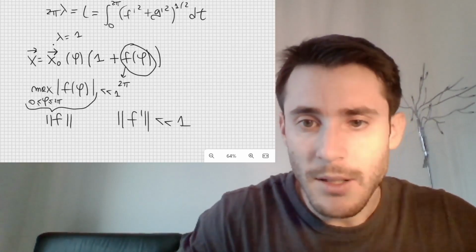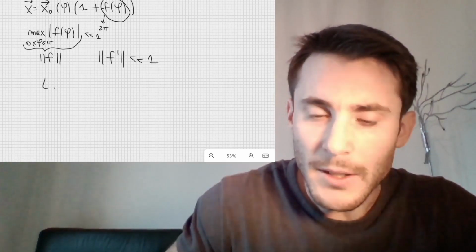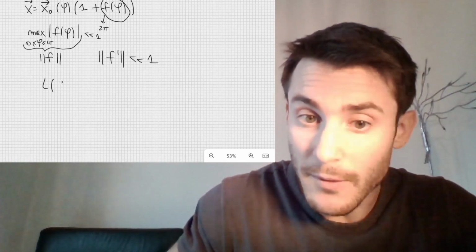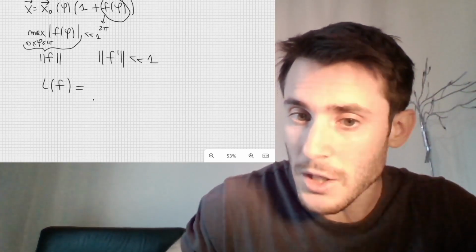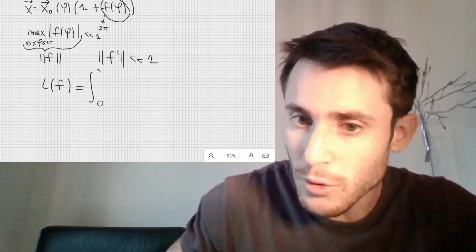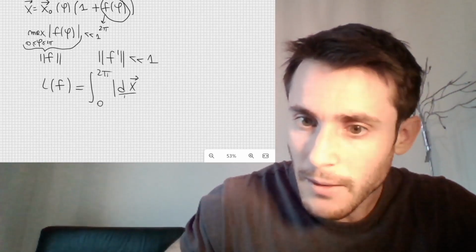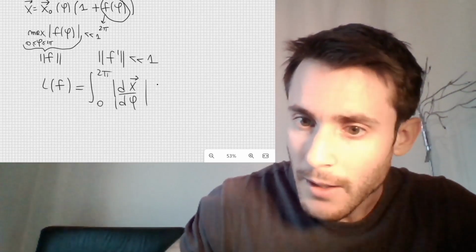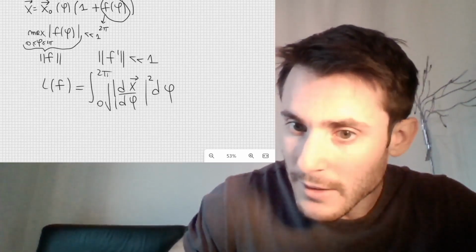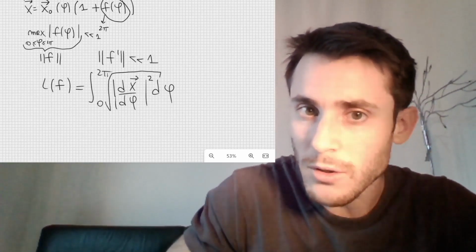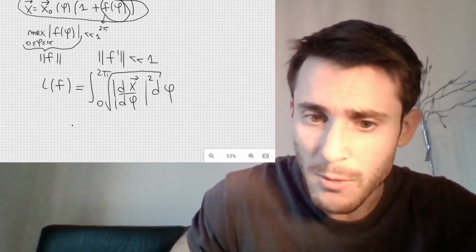Now we need to calculate the length of this new curve. The length of the curve, of the perturbed curve, will depend on f. The length will depend on the function f, which is the perturbation, and can be written as an integral from 0 to 2 pi of mod dx d phi, and then you integrate over d phi. You can also rewrite this as mod squared and then take the square root if you want. So you have to use this expression here, this vector function if you want.